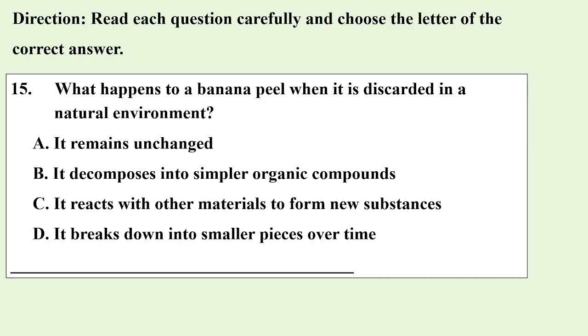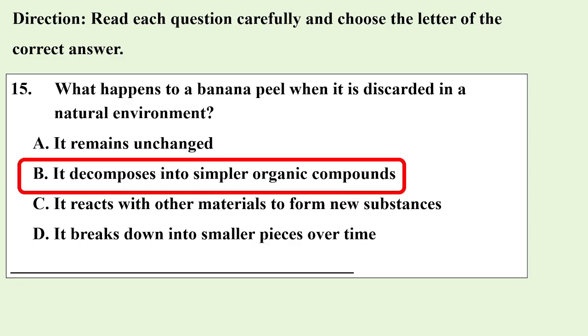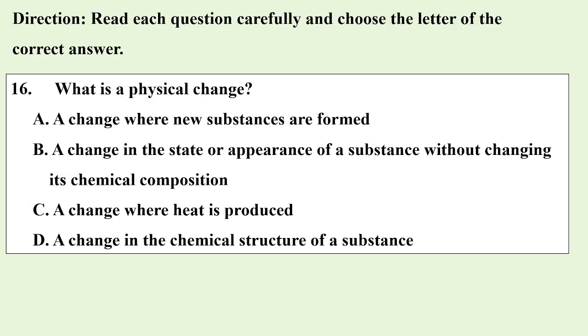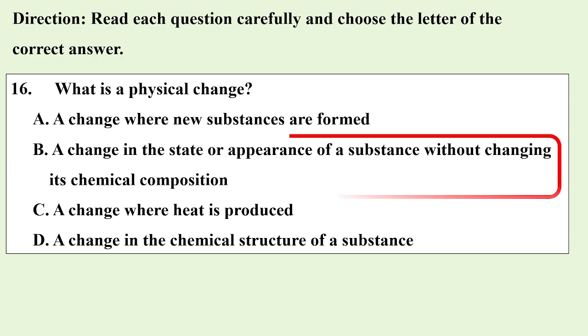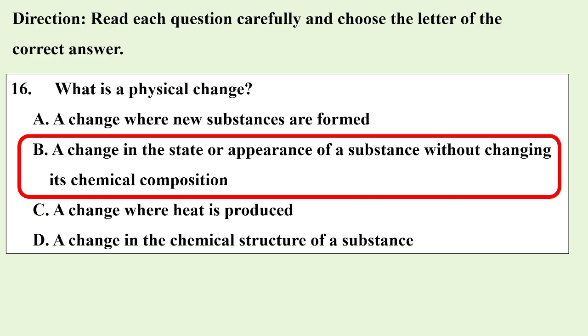Number 15. What happens to a banana peel when it is discarded in a natural environment? The answer is it decomposes into simpler organic compounds. Number 16. What is a physical change? The answer is a change in the state or appearance of a substance without changing its chemical composition.